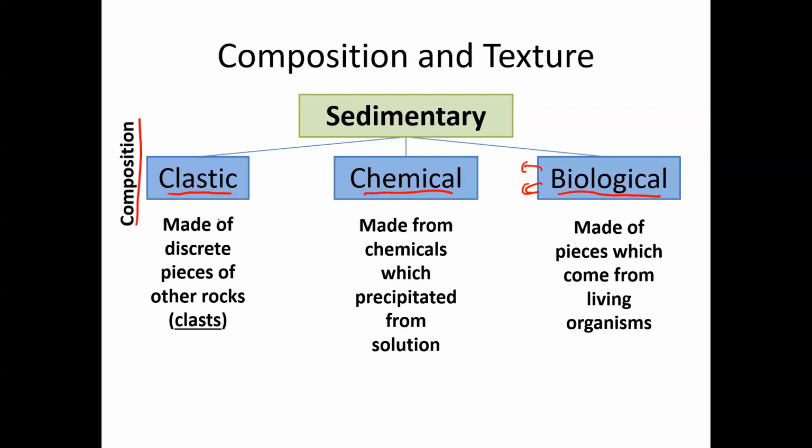Clastic means made of discrete pieces of other rocks. We call those discrete pieces clasts. That's why we call it clastic. Chemical sedimentary rocks, instead of being made of individual physical pieces like sand grains stuck together, are made from chemicals which precipitated from solution. So that means they started out dissolved, right? They were probably things like ions in solution. We've talked about, for example, sodium and chloride ions. And there are various ways to make those minerals precipitate out of solution. They start out dissolved, and if you take out the water, you leave behind the ions remaining, and they can combine into what we call chemical sedimentary rocks. Biological just means any of these other kinds of rocks which come from living organisms.